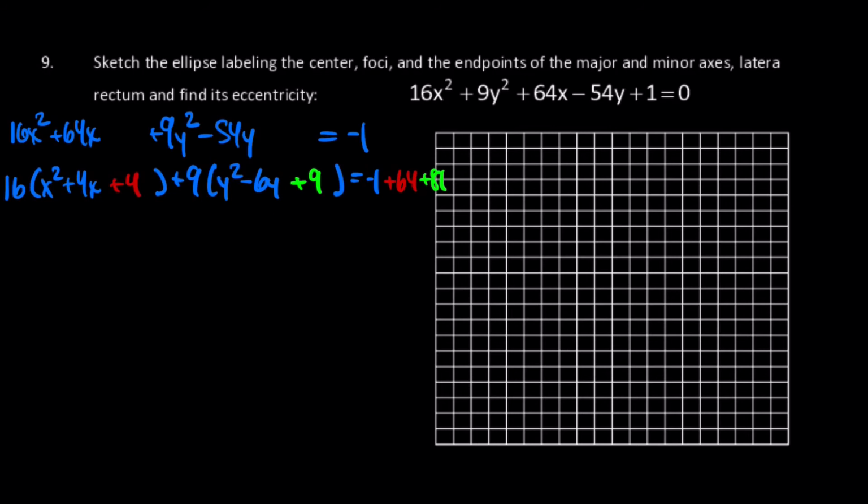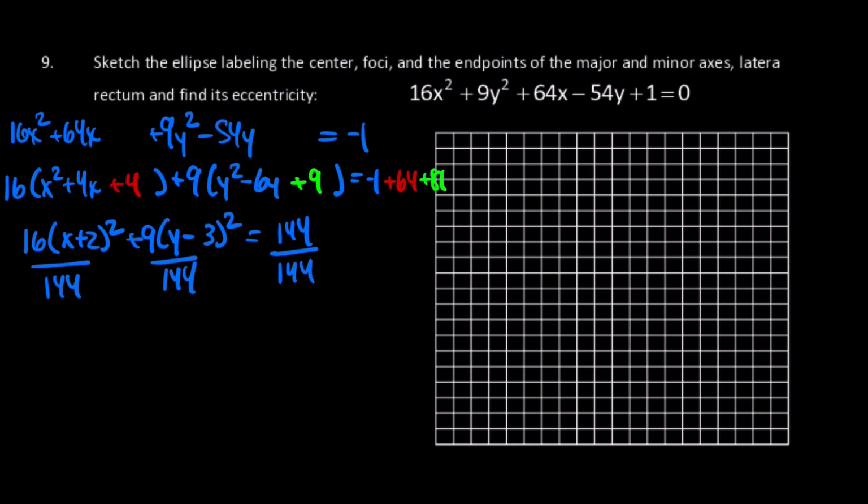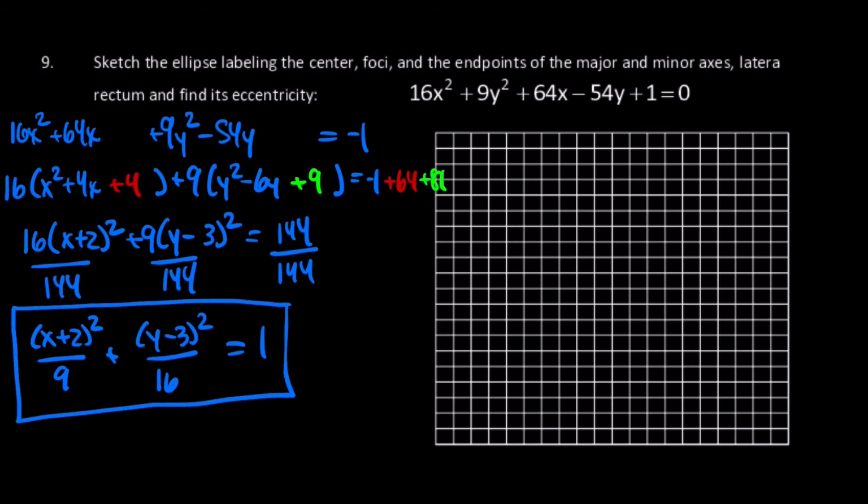Now let's factor. 16 times (x plus 2) squared plus 9 times (y minus 3) squared equals negative 1 plus 64 plus 81 is 144. And lastly, I divide by 144. If these numbers get bigger, remember on the exam, everything is calculator active. So this will give me (x plus 2) squared over 9. If I divide that out, this will give me (y minus 3) squared over 16 equals 1. There's my standard form equation.